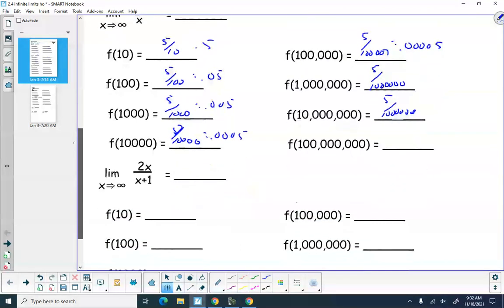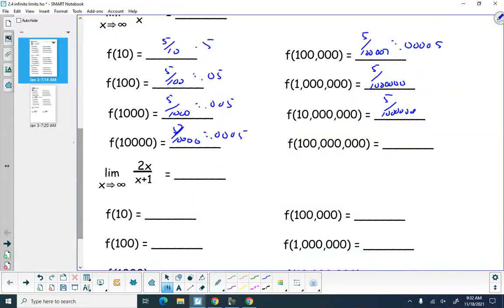But what if I have 2x over x plus 1? Now what you're going to want to do in your calculator is quantify your numerator and your denominator. So in your Y1, put your parenthesis, 2x, close your parenthesis out, divided by parenthesis x plus 1, and close your parenthesis out. And plug in your values for x.